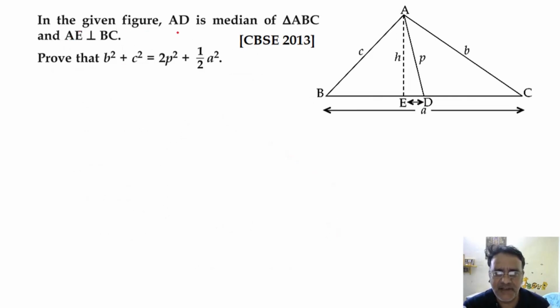In the given figure, AD is the median of triangle ABC and AE is perpendicular to BC. The figure is given. We have to show that B square plus C square is equal to 2 times P square plus half of A square. Now this is very similar to the question we did first, the 2015 exam question. Okay, so let us start with B.